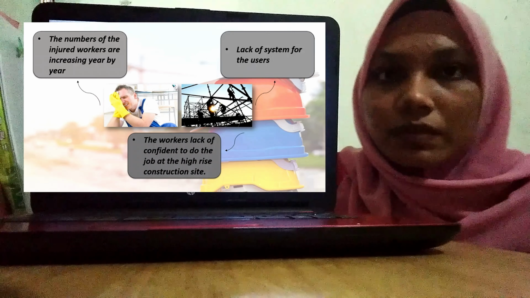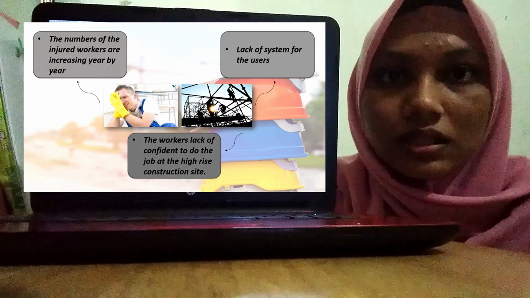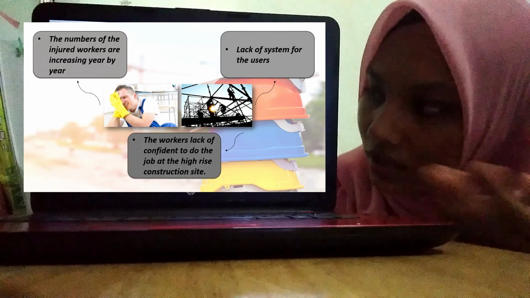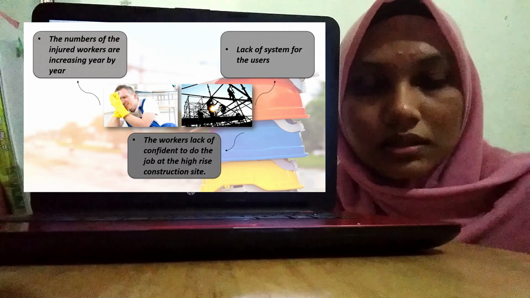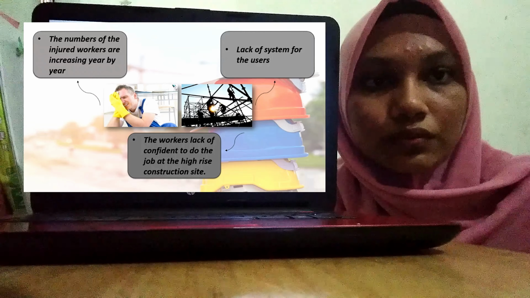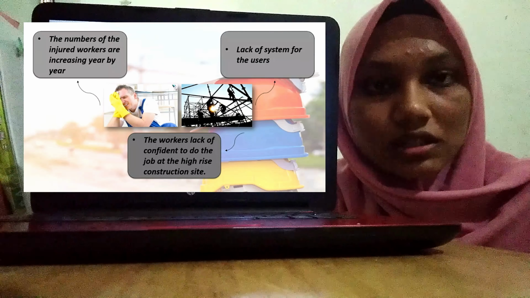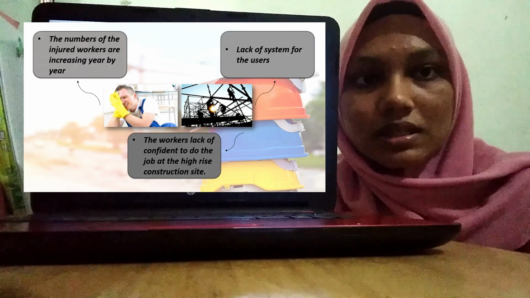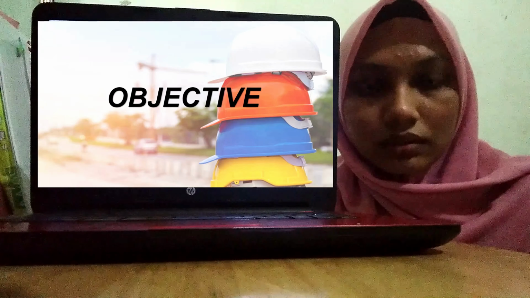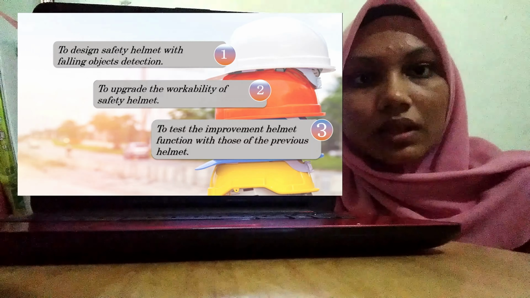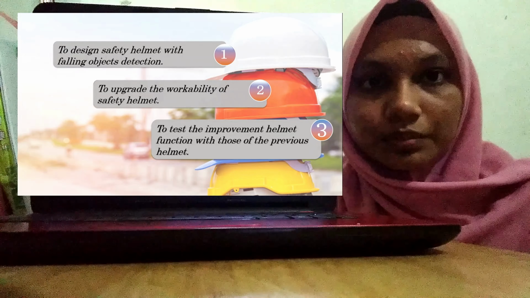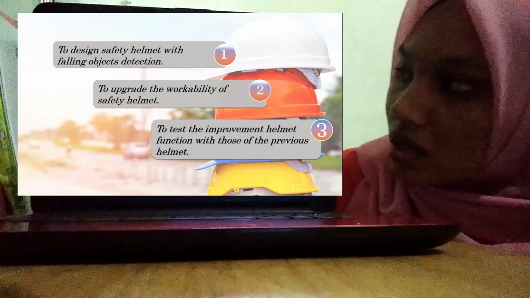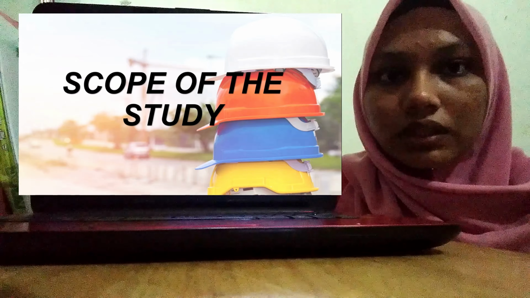So the problem is first, lack of system for the users, and the second is the workers have no confidence for doing the job at high-rise construction site because there is no system for the helmet. Next is the objective. So my objective is number 2, which is to upgrade the workability of the safety helmet.